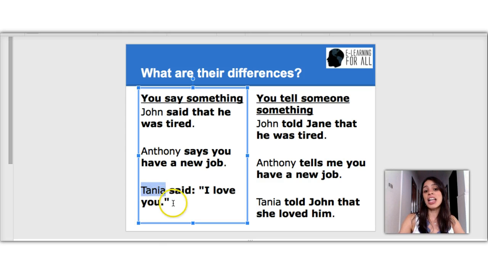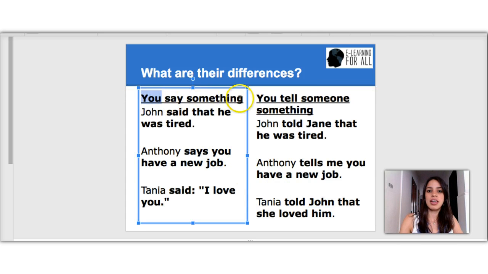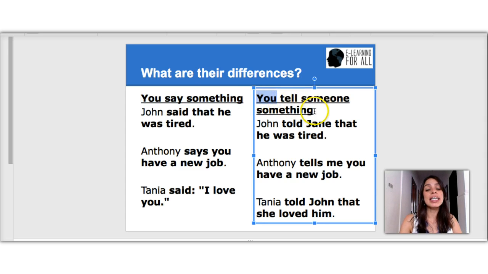Tania said, I love you. What did Tania say? She said, I love you, right? I love you is the thing that Tania said. Now, Tania told John that she loved him. Who did she tell this thing? She told John. And what did she tell him? She told him that she loved him, right? Got it? You say something and you tell someone something.